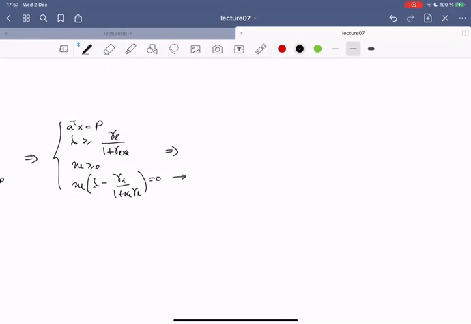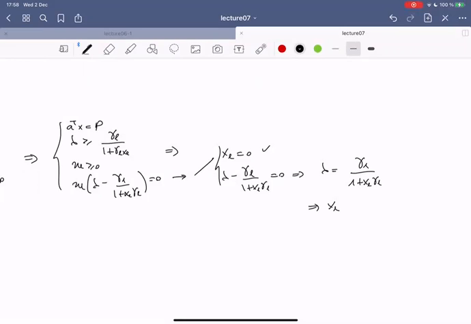Now, this last expression breaks up into two cases, right? x_l is equal to 0, or lambda minus gamma_l over 1 plus x_l gamma_l is equal to 0. These are the two cases. Now, this is easy for the first case because we've already found x_l, but if this last expression holds, then it implies that lambda is equal to gamma_l over 1 plus x_l gamma_l. And then this we can solve for x_l.